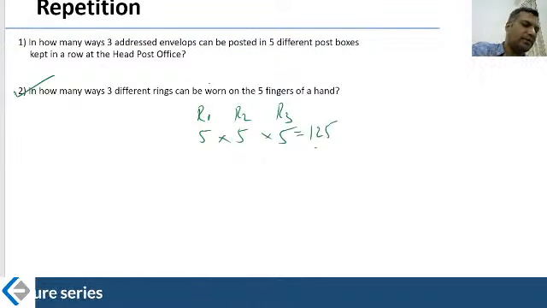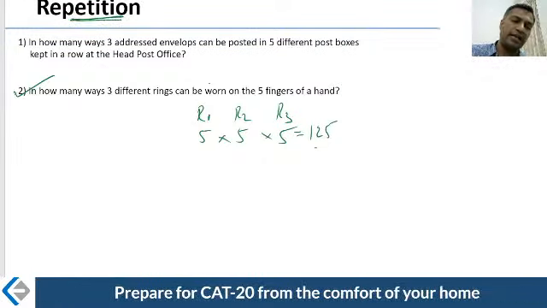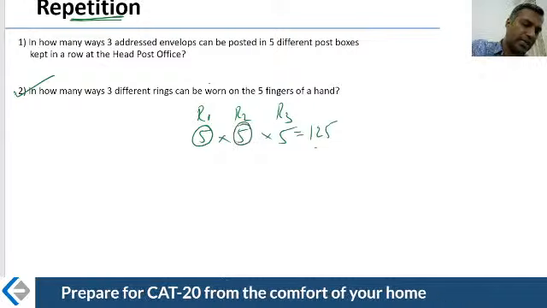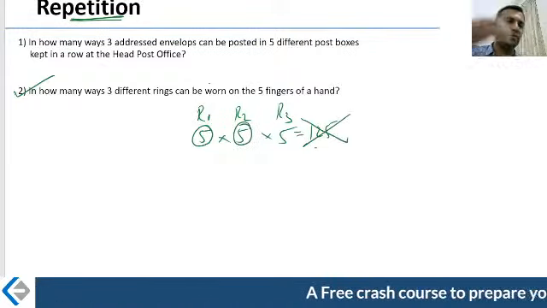So again, the repetition is allowed. You need to understand practically that more than one ring can be worn on a finger. Therefore, the repetition is allowed. First ring can be worn on any of the 5 fingers. Second ring, any of the 5 fingers. But the point is, 125 is a wrong answer. The answer will be a little higher than this.